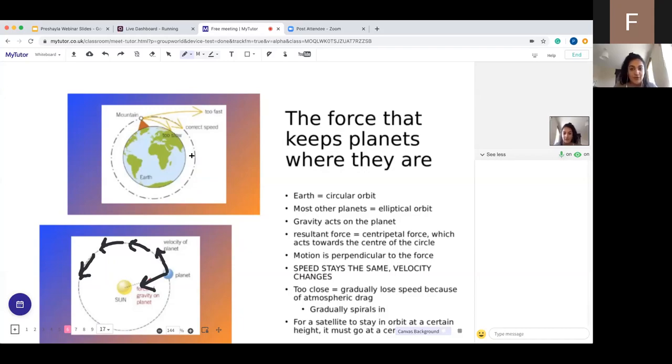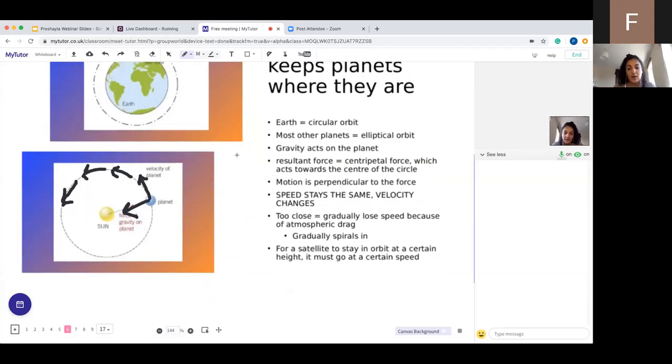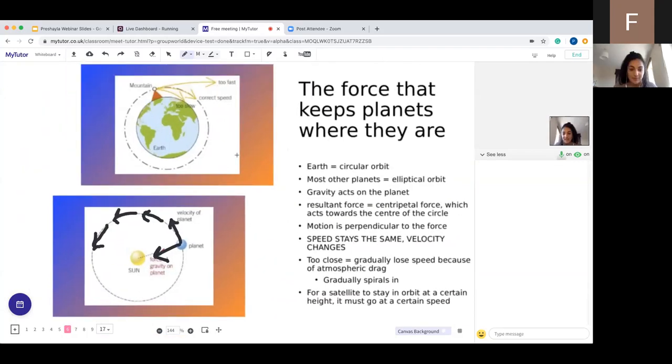But if it becomes too slow for whatever reason, it will spiral in and hit the Earth. If it's too fast, it will ping off into space, neither of which we want. So it's very important for astrophysicists to get the correct speed for our orbits. And if we want to keep it at the same height, we need to get a certain speed.